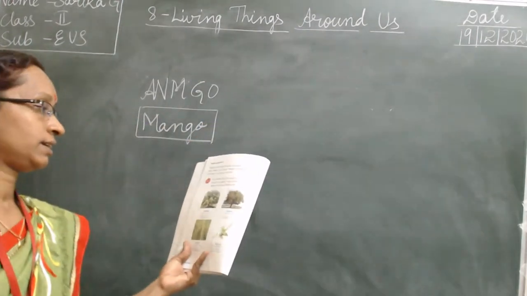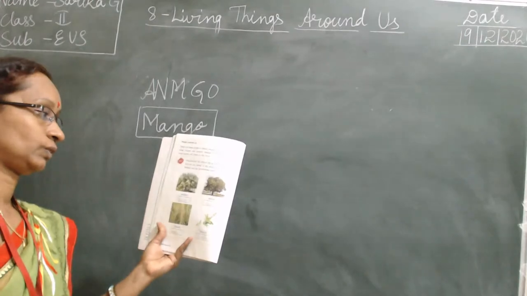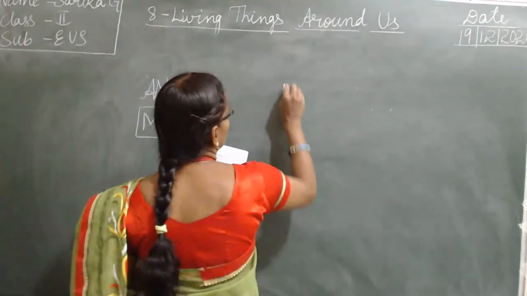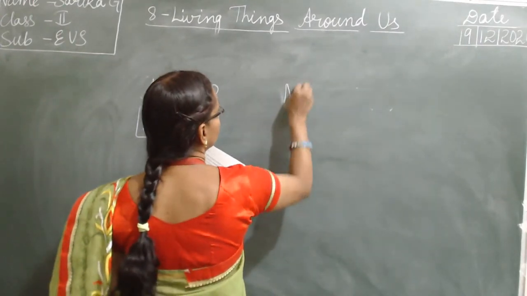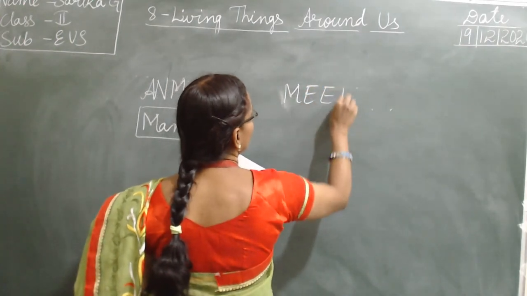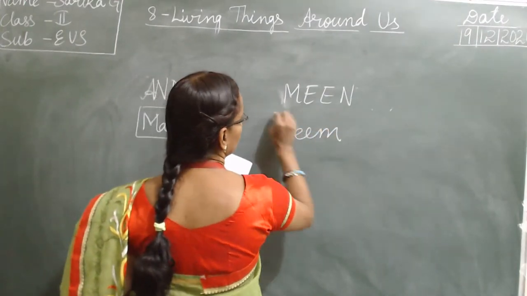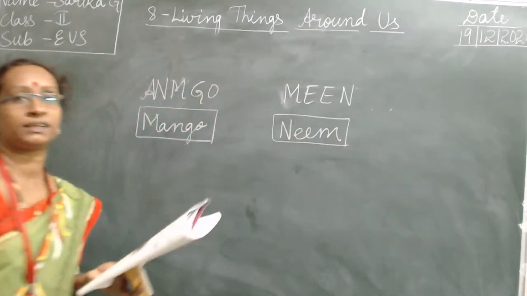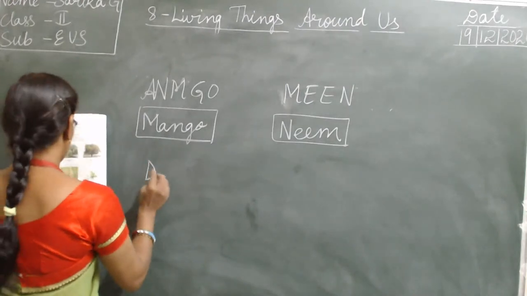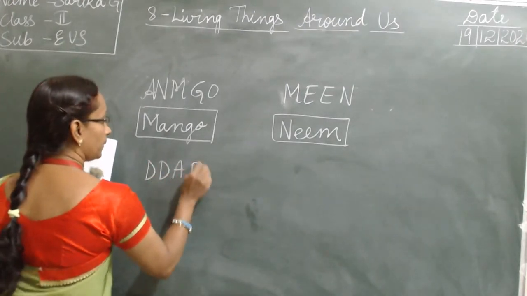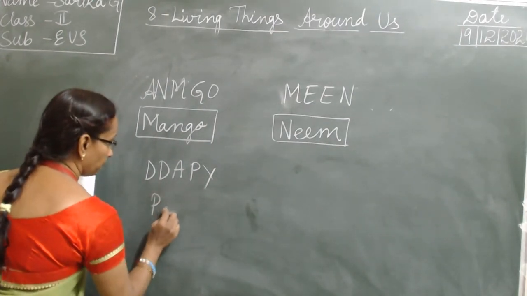Next, you see. Can you identify this tree? Yes. M-E-E-N, neem tree. Which tree is this one? Neem tree. Next, the third one. D-A-P-Y. Yes, it is a paddy.